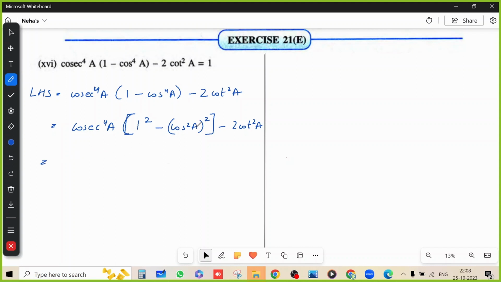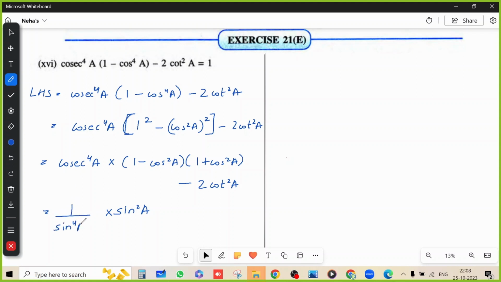Now we will apply the formula of a square minus b square here. So this will be written as cosec raised to 4A into (1 minus cos square A) into (1 plus cos square A) minus 2 cot square A. Now 1 minus cos square A can be written as sine square A. Cosec raised to 4A can be written as 1 upon sine raised to 4A, and 1 plus cos square A will be written as it is.